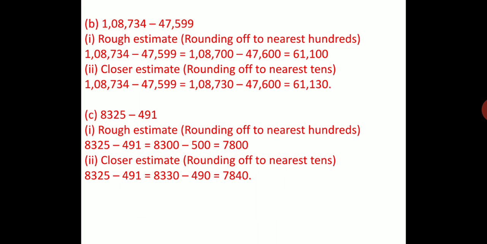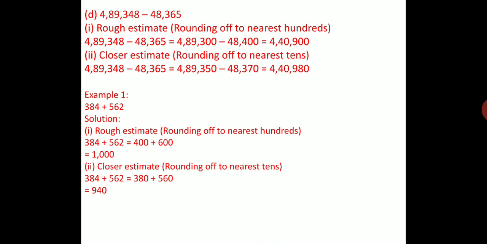Same thing. What is the nearest tens of 8325? It is 8330, because at 5 we have to go up. And what is the nearest tens to 491? It is 490 only. So it comes 8330 minus 490. So the answer comes 7840. This much I want to explain in this slide. Come to the next slide, and it is D part.